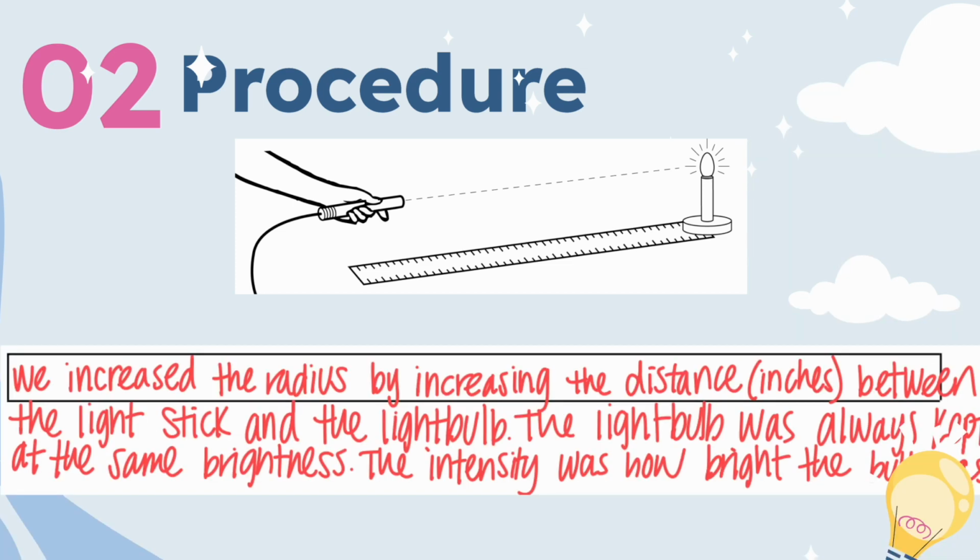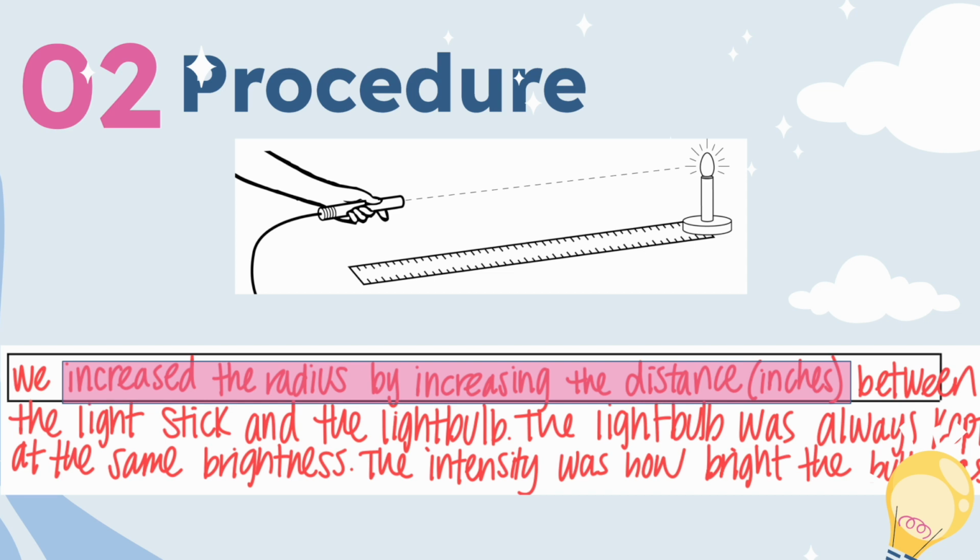Now, this student did the same lab, but I saw there were some flaws in their procedure, and by pointing them out, maybe you can learn to avoid those flaws. So this group got some of the points, right? It says they increased the radial distance. They increased the radius by increasing the distance, right, between the light stick and the light bulb.